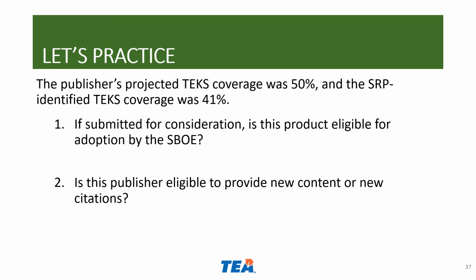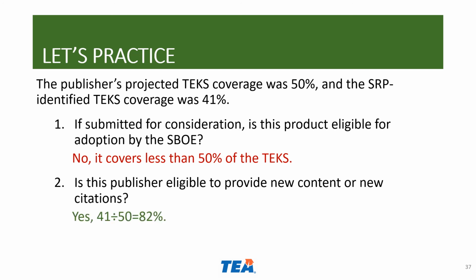In this final scenario, the publisher's projected TEKS coverage was 50%. The reviewer's identified TEKS coverage was 41%. If submitted, is this product eligible for adoption? No, the product must cover at least 50% of the TEKS for the course and grade level in order to be eligible for adoption. But is the publisher eligible to provide new content or new citations? Yes, the publisher did achieve 82% of its goal, therefore it can still provide new content or new citations in order to achieve the 50%.